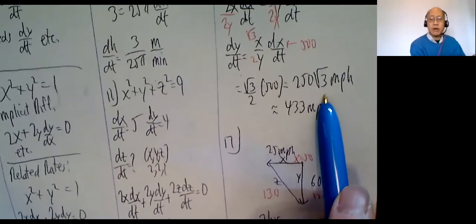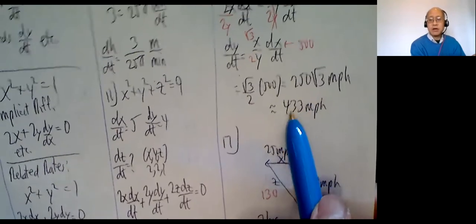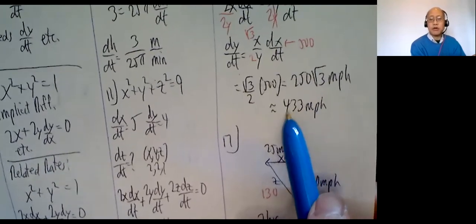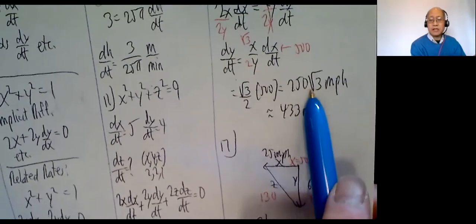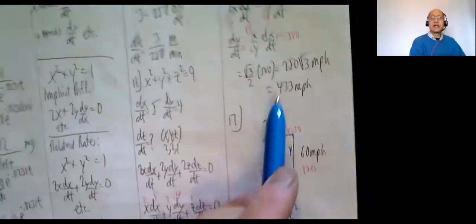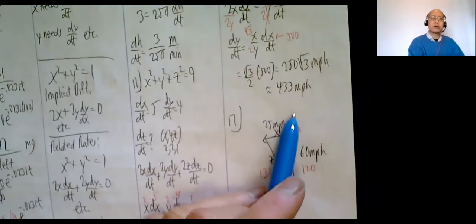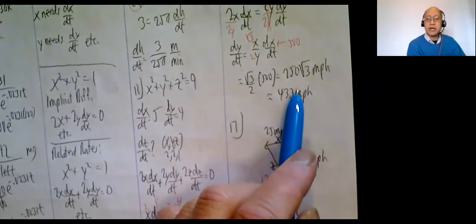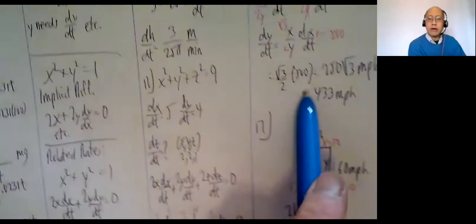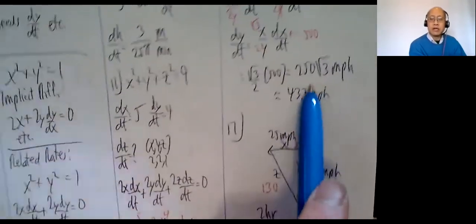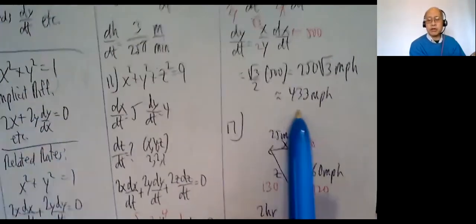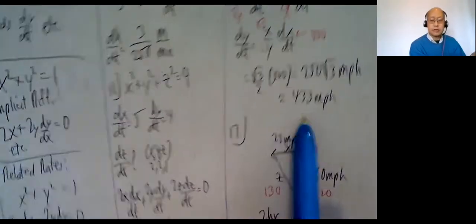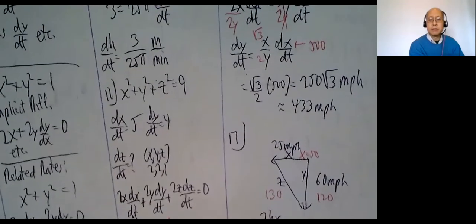But this is an example where you definitely should give an approximation. So 433 miles per hour. Okay, so you should give me this. But I mean, just think common sense, real life. You don't talk this way, right? Like nobody says, how fast are you traveling? Well, I'm traveling 250 radical 3 miles per hour. Nobody says that, right? So you would give an approximation, 433 miles per hour. So the answer is 433 miles per hour.